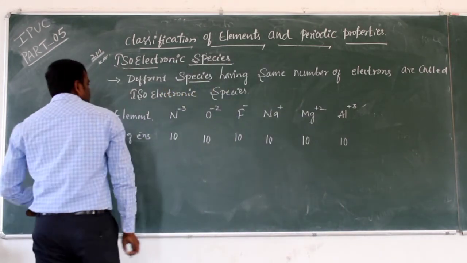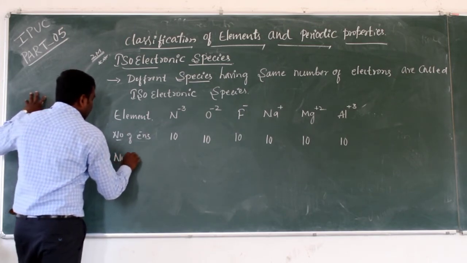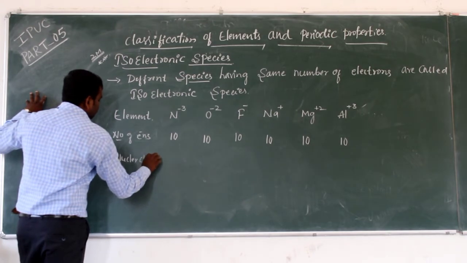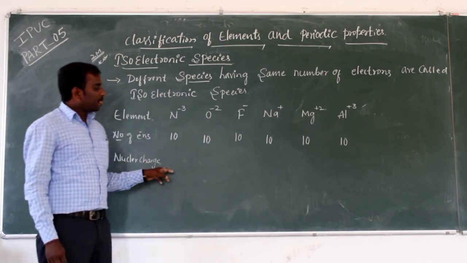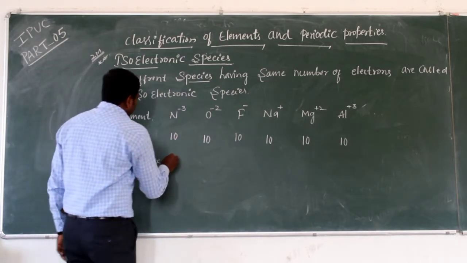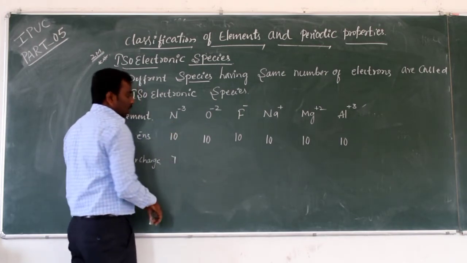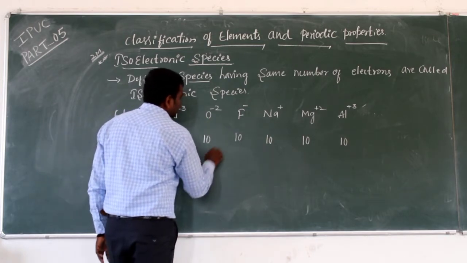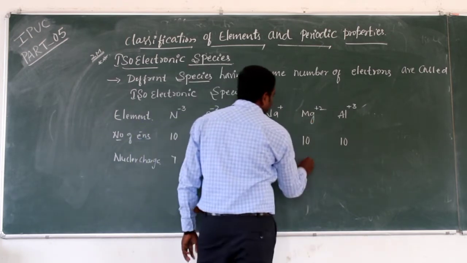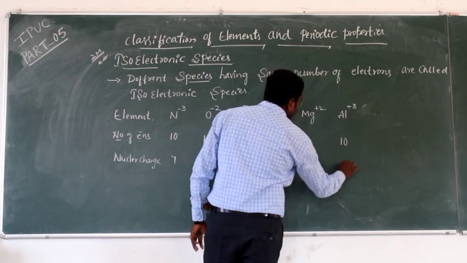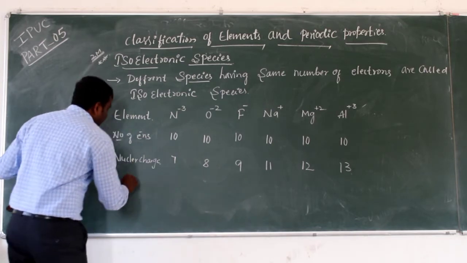Is it clear? Next we move on to nuclear charge. Right? See here, the nuclear charge is the number of protons, right? Nitrogen has a total number of protons of 7, oxygen is 8, fluorine is 9, sodium is 11, magnesium is 12, aluminium is 13. Right?